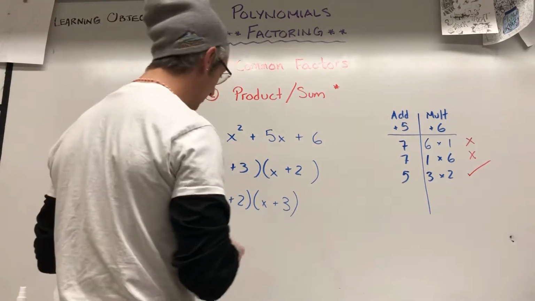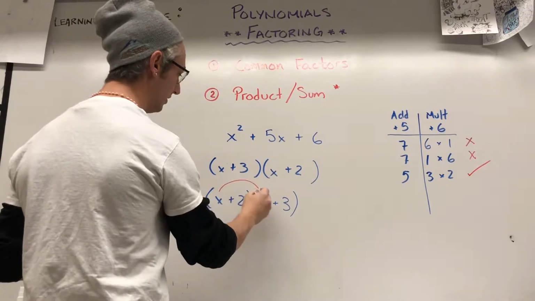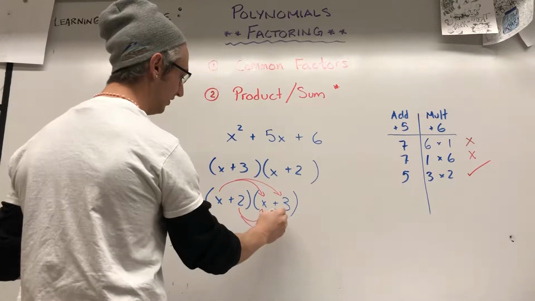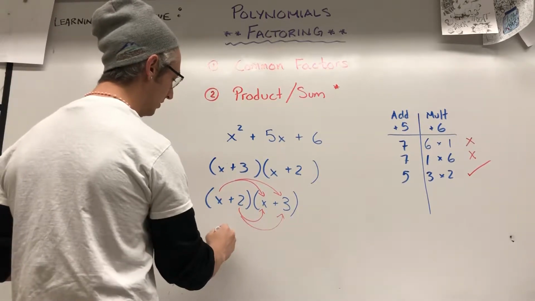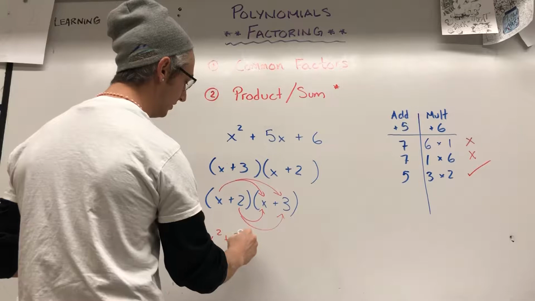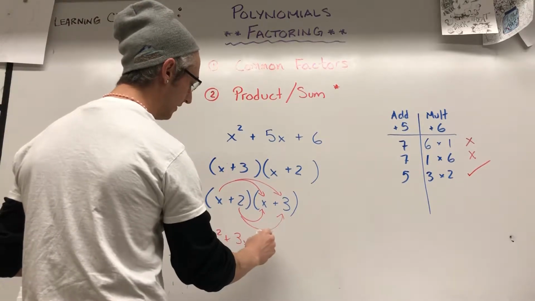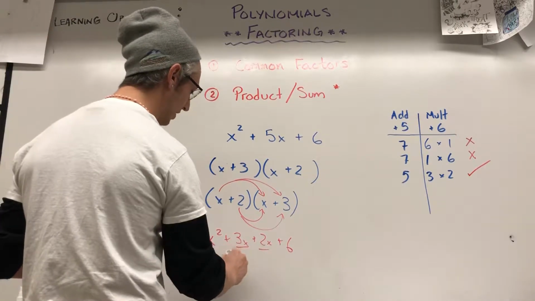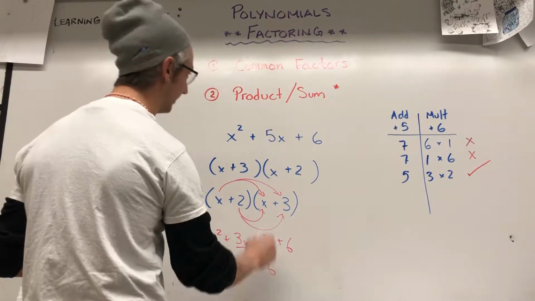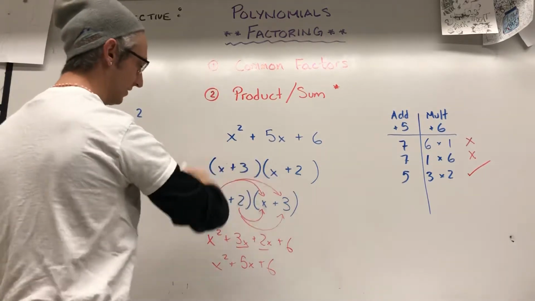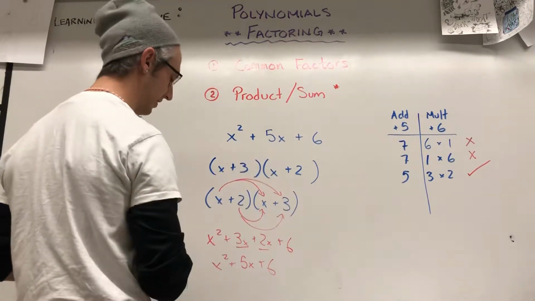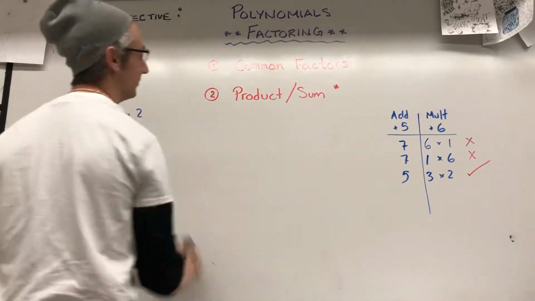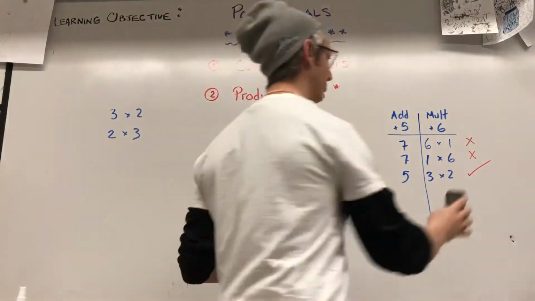And we'll see that if I went through and expanded, say, this one here, and did the multiplication where this guy visits each person, this person visits each person, I would get x squared plus 3x plus 2x plus 6. And then if I collected my x's, I would get x squared plus 5x plus 6, which is there. So the factors here are x plus 3 and x plus 2. That is product sum.